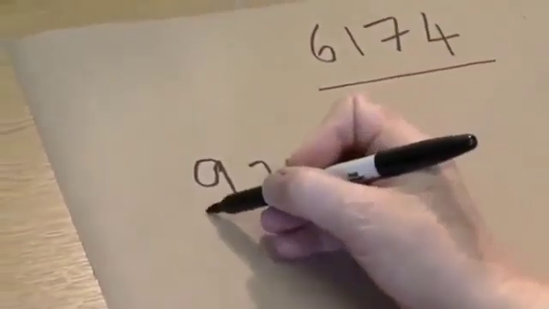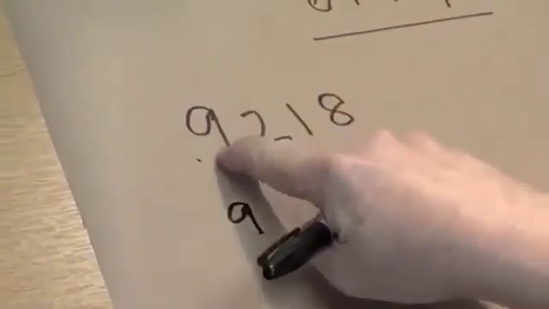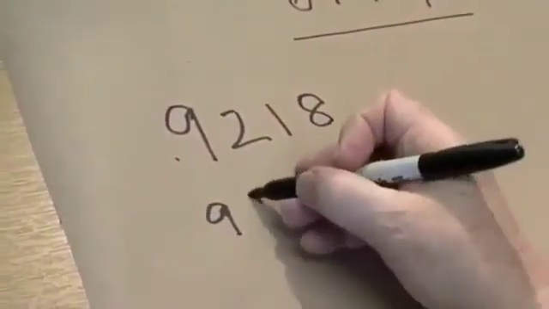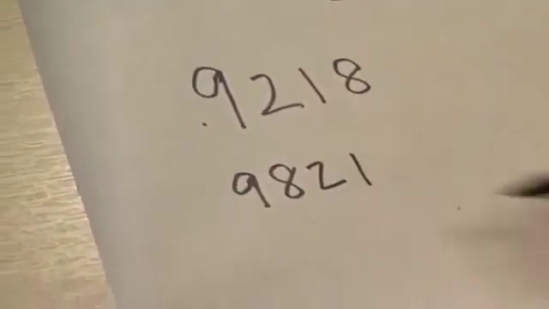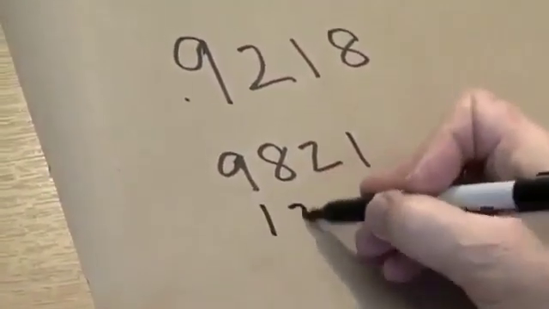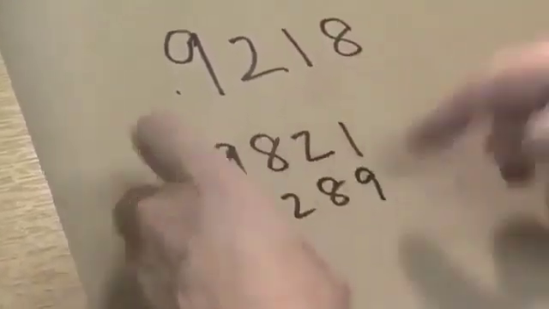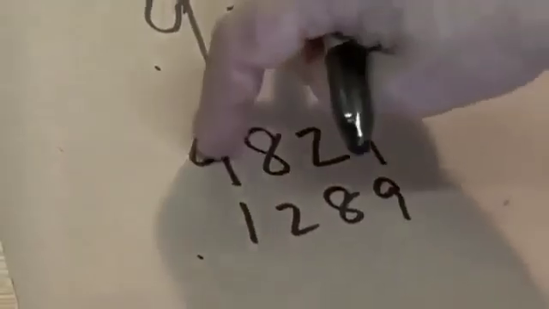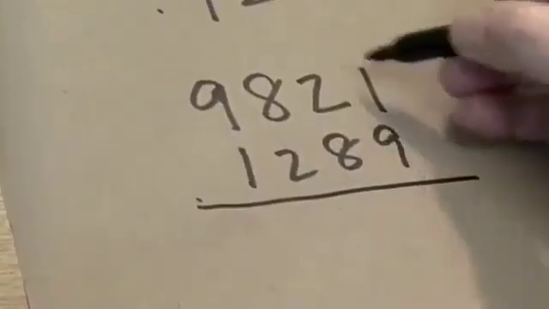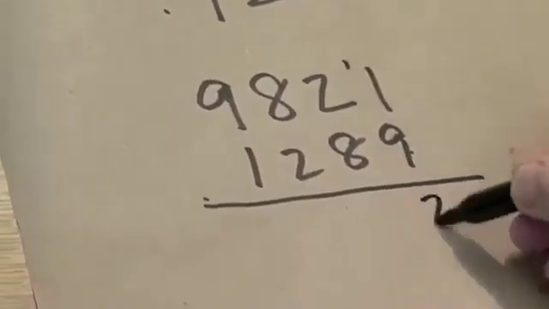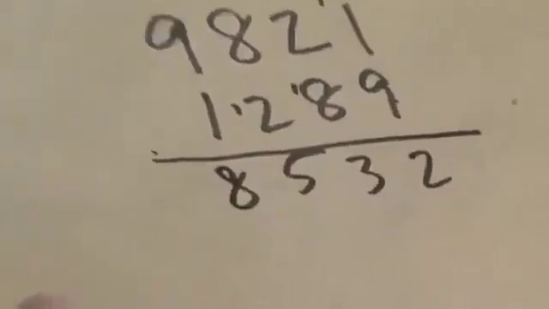Now the first thing you do with this is to put that in order, the largest number first, then the next largest number, then the next largest, and then the smallest, and then the other way around, 1289. I've rearranged these digits in order, highest to lowest, lowest to highest. And then what you do is take this away from that, and when you do that you get 2, and then you carry 1 and 9, and I get 8532.